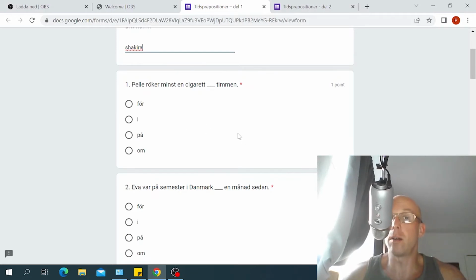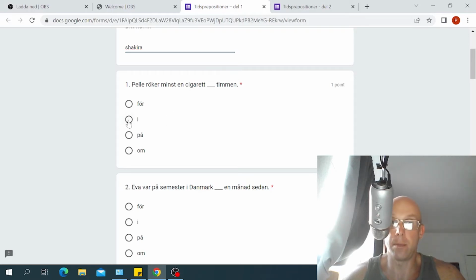So, "Pelle röker minst en cigarett i timmen." What would that be? What it says is Pelle smokes at least a cigarette an hour or per hour. Both are equally fine here in English. So that's saying how much that Pelle is doing something. So it's not duration of time, but it's frequency, right? And for frequency, just like as in duration of time, we use what preposition?